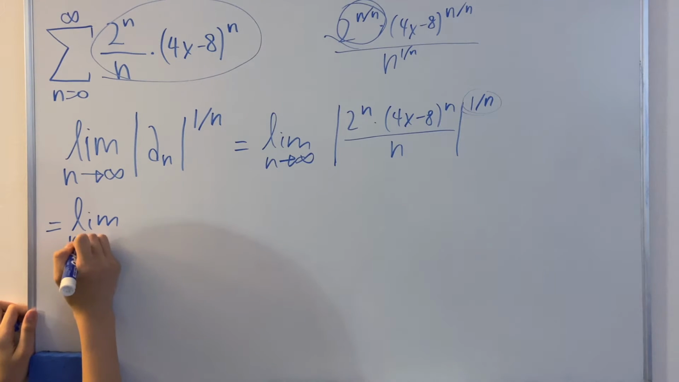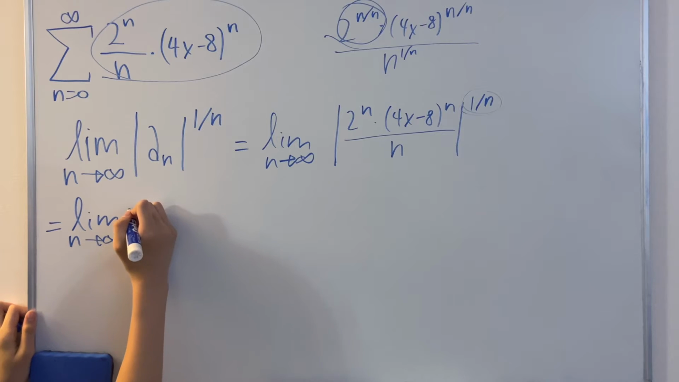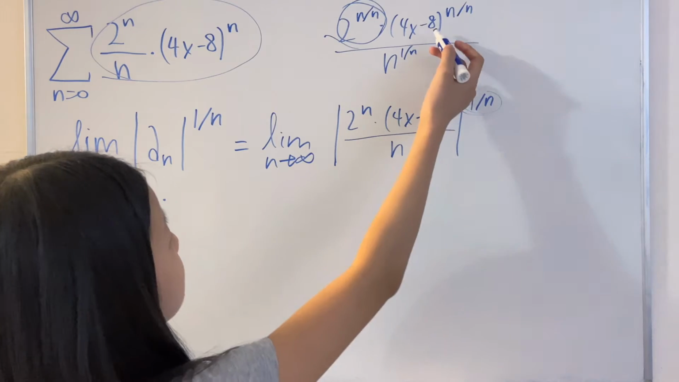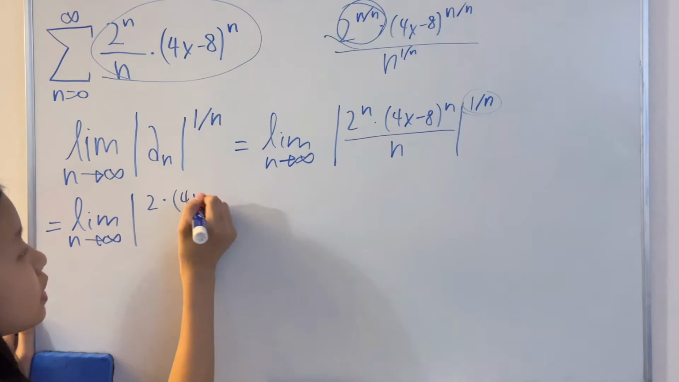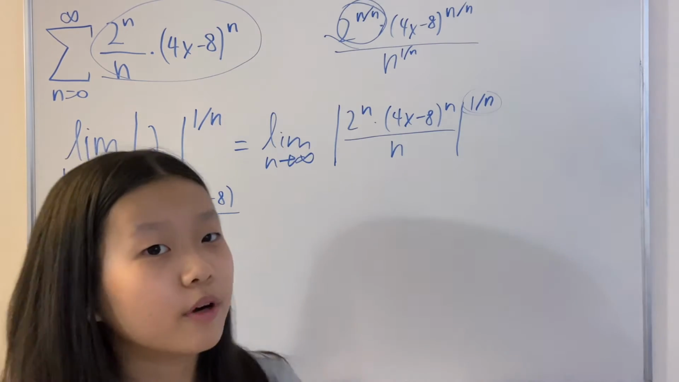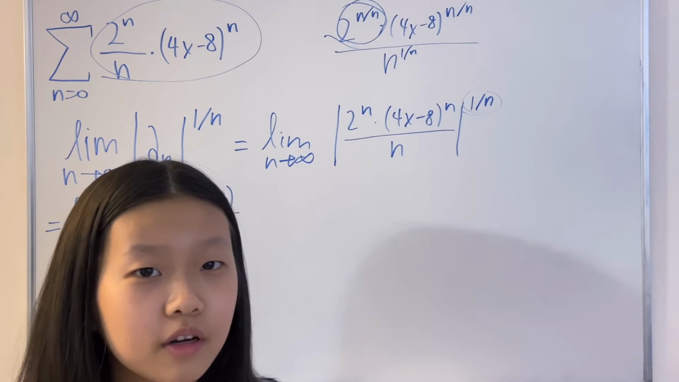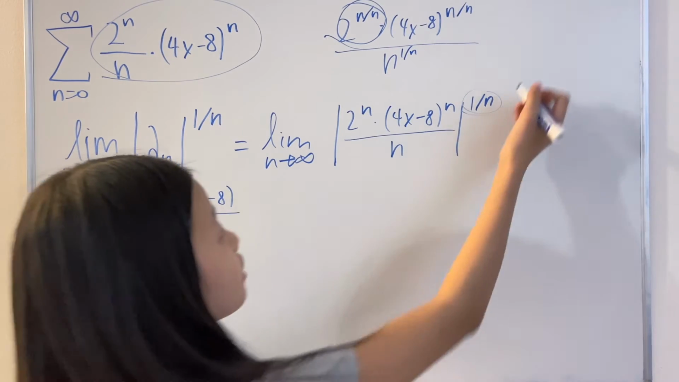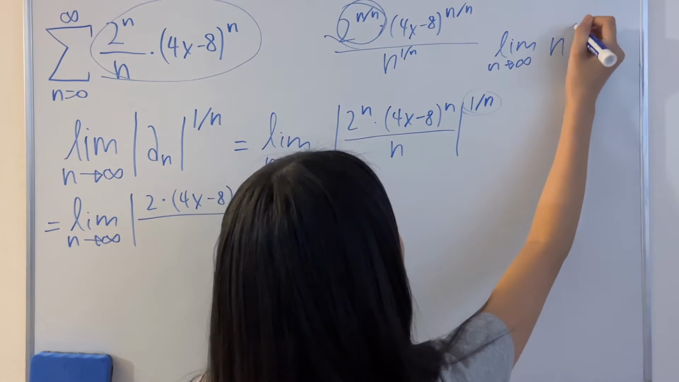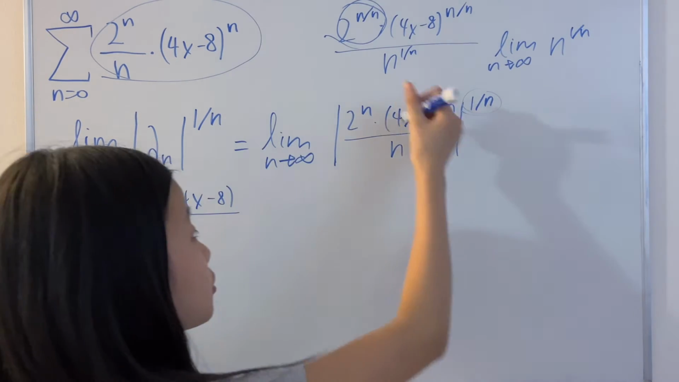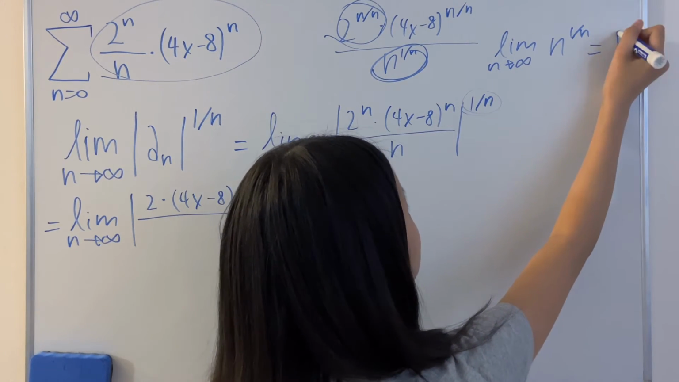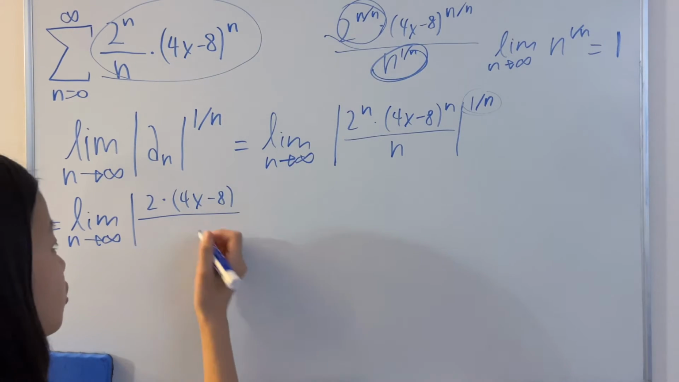So the limit as n approaches infinity of the absolute value of 2 times 4 times x minus 8, divided by the limit as n approaches infinity of n to the power of 1 divided by n, which is what we have here. My brother made a video on this, and he proved that this is equal to 1. So we'll just write 1 here.